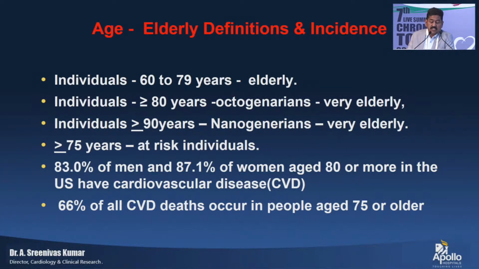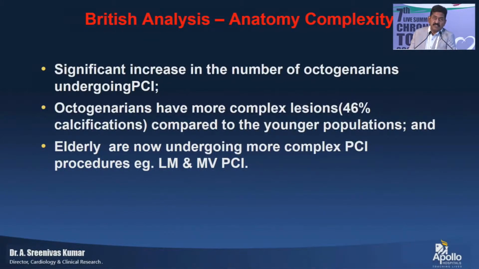If you see the US data, 83% of men and 87% of women aged 80 or more have cardiovascular disease. That means if a patient is more aged, they are more likely to have disease. And 66% of CVD deaths occur in the more elderly. So we need to tune our procedures to take care of these elderly patients. A British analysis showed that as age increases, the complexity of the disease increases.